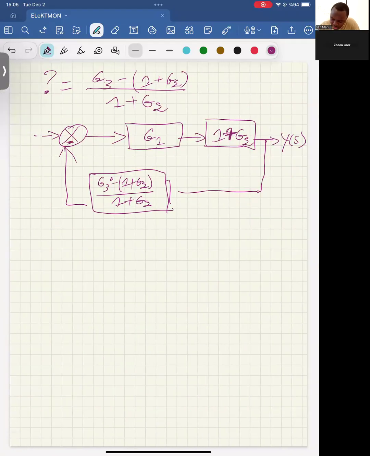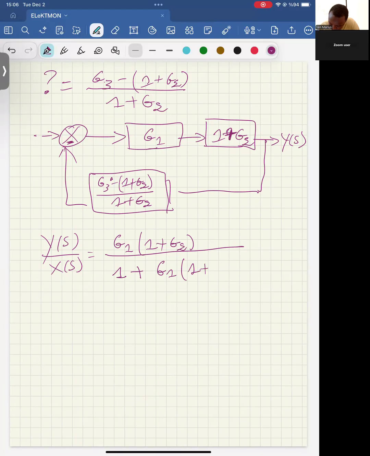So when we have these two blocks in series, we can say Y(s) divided by X(s) is going to be G1 divided by 1 plus G2, divided by 1, since it is a negative feedback, we are going to have the plus sign, multiplied by G1 over 1 plus G2, and we multiply by the value of the feedback, G3 minus 1 plus G2 divided by 1 plus G2.